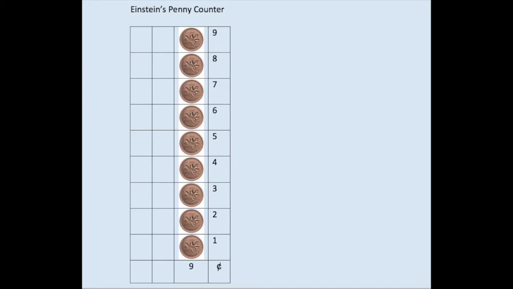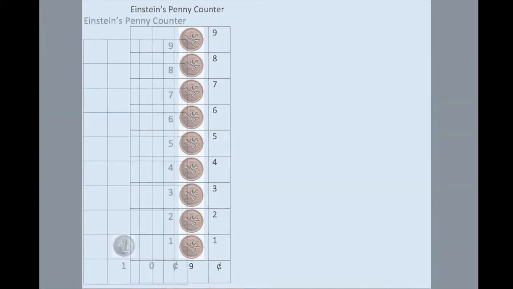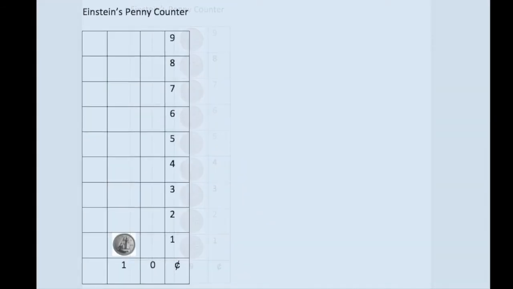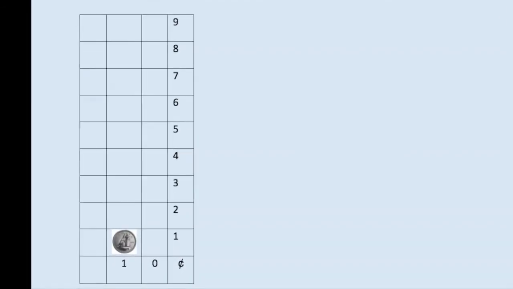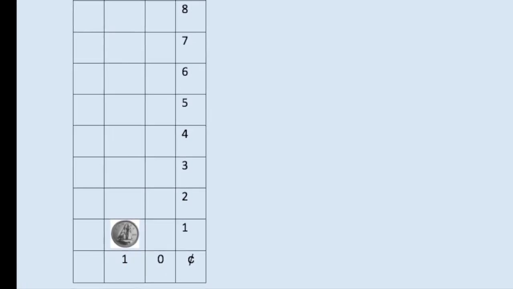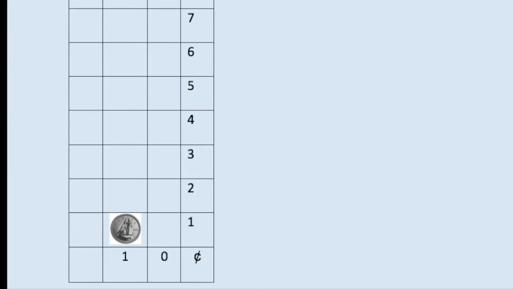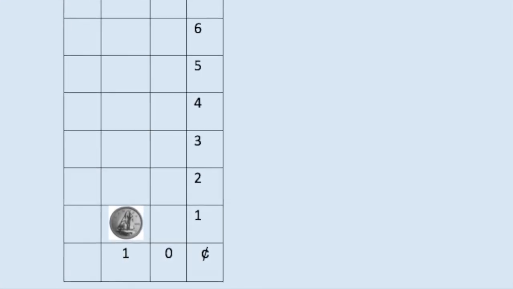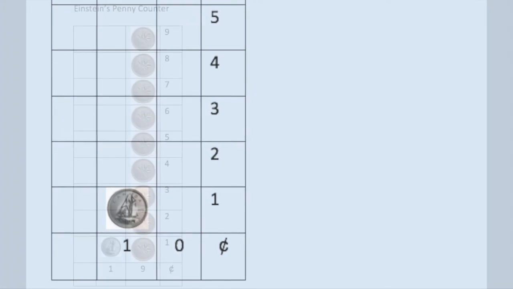If we add 1 more cent, we get 1 dime. So I'm going to exchange, instead of adding 1 more cent, now we have 1 in this column and 0 in this column. This is now the dimes column, and this is still the cents column. So that's the next one. This is how we write it: 1 group of 10 and 0 groups of 1. So now we can continue again.